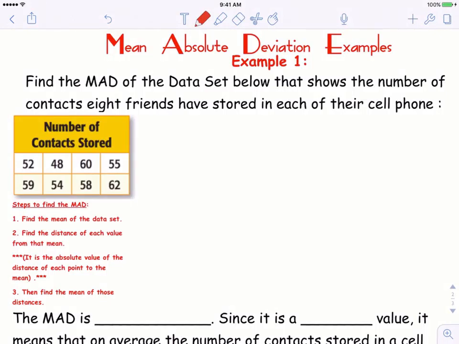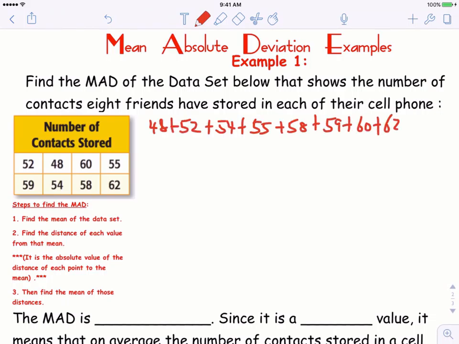The first example asks us to find the MAD of the dataset that shows the number of contacts 8 friends have stored in each of their cell phones. Let's begin by finding the mean of the dataset first. The 8 numbers add up to 448, so 448 divided by 8 is 56. As a reminder, we are dividing by 8 because there are 8 numbers on the list.